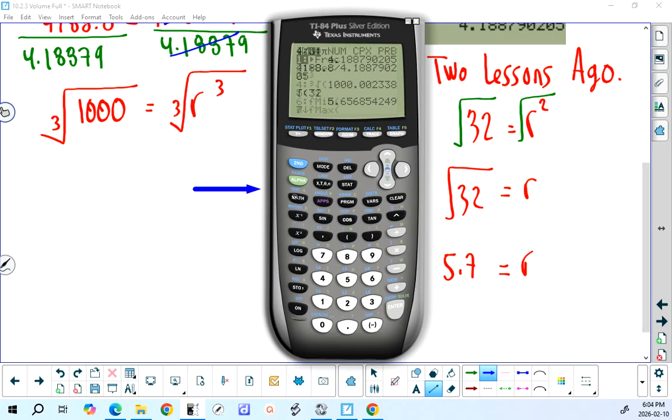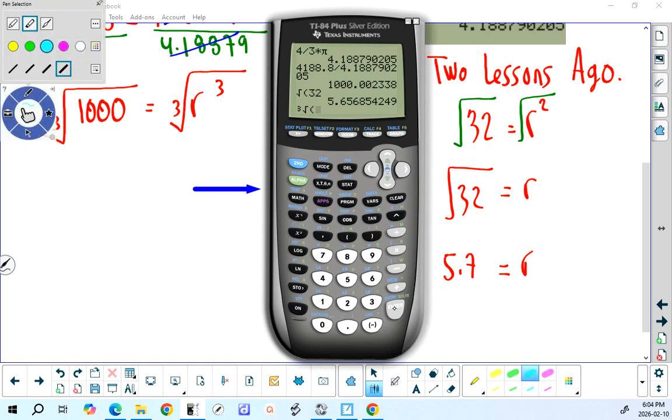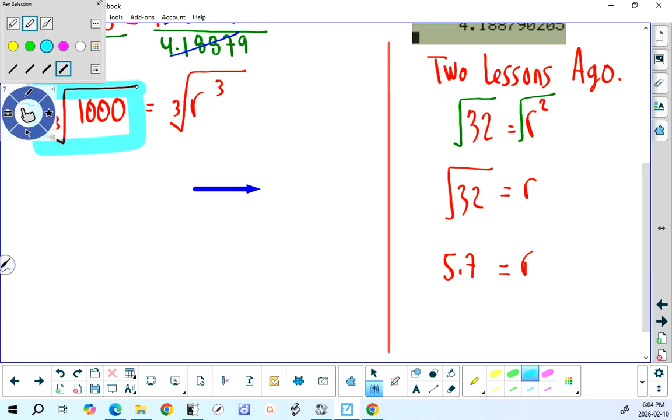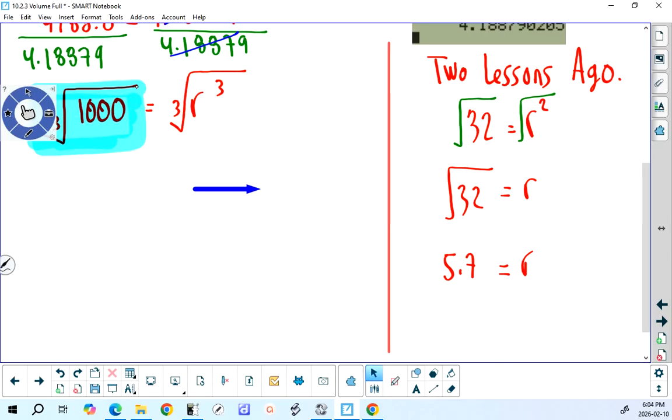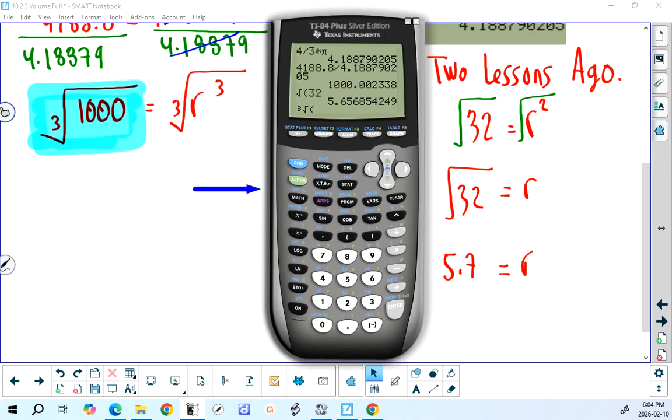So I hit math, and then I can see down here it says the cube root. It looks kind of bad. That's not how you would write it. You would write it the way I have written it here. This is how it should be written, not with some ghostly 3 hanging way outside somewhere. But anyway, that's how it appears on the calculator.